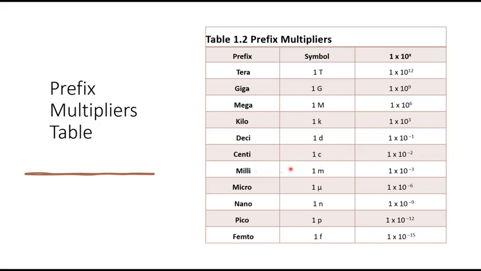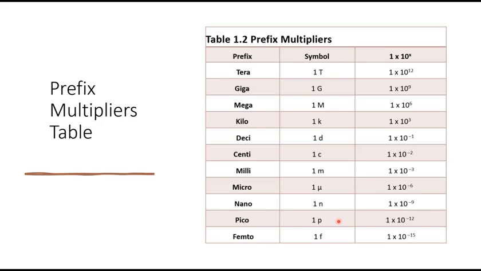Milli has a symbol lowercase m. This is the second time that we have seen lowercase m. In this case, when we see it, it should be a prefix in front of any of our base units. 1 milli anything is 1 times 10 to the negative 3 of that anything. Micro has a symbol lowercase mu. 1 mu corresponds to 1 times 10 to the negative 6. Nano has a symbol lowercase n, and 1 nano corresponds to 1 times 10 to the negative 9.